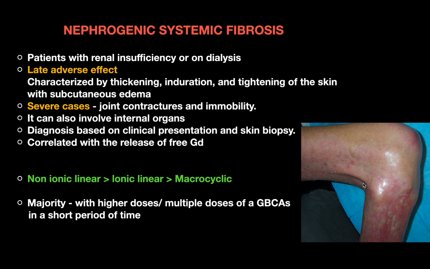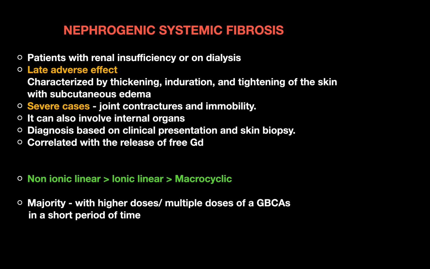It correlates with the release of free gadolinium from the biopsy tissue, which most commonly occurs with the non-ionic linear type of contrast agents, then ionic linear, and lastly it can be present with the macrocyclic. The majority is because of higher doses and multiple doses of gadobutrol contrast agents in a short period of time. That's why there can be chances of nephrogenic systemic fibrosis.